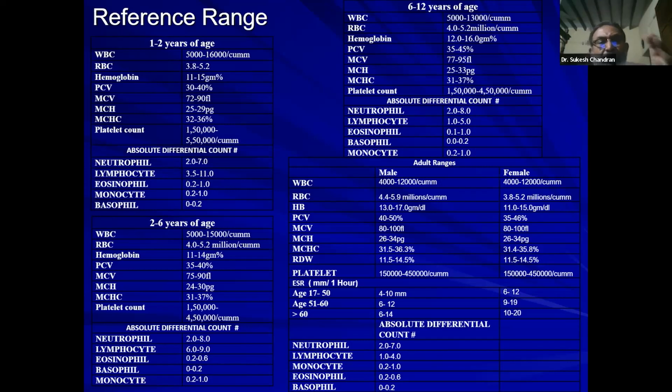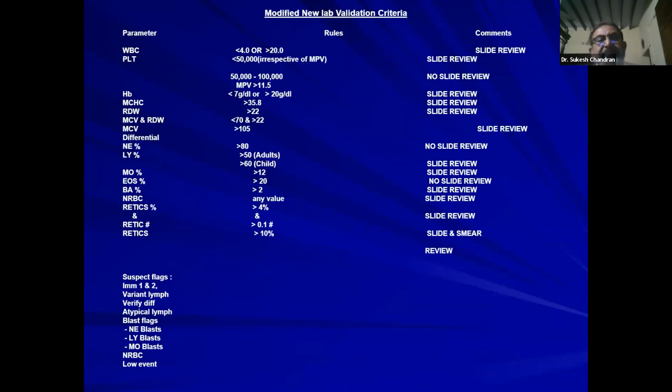So you have to go through various books like Dacie. You can go through Hoffbrand. You can go through Williams. You can go through Wintrobe and see what is the best fit for your population and adapt the reference range from them because they are well-established reference ranges. And then decide your rules.